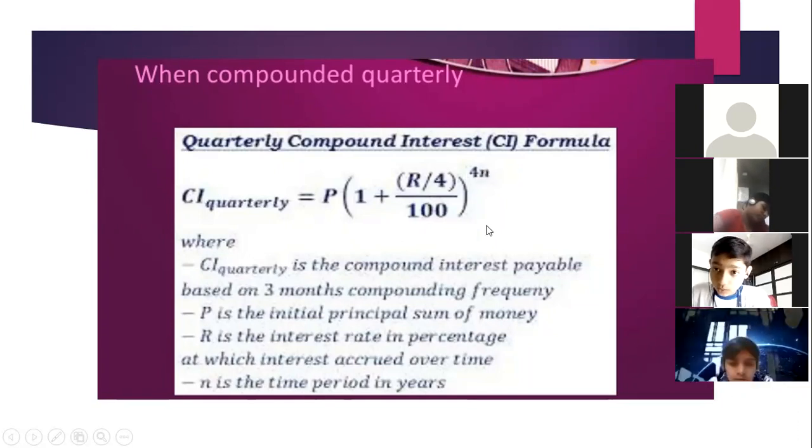Ma'am, is this quarterly formula for CI or amount, because here it is written CI. No, this formula is amount. Please correct this. It is amount. Amount is equal to P into 1 plus R upon 4 upon 100, raised to the power 4n, which is 4 into time. Now you can either write R by 4 or you can write R upon 400. Understood? So this is A, just correct it. This is A is equal to.